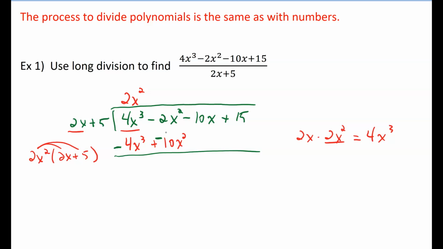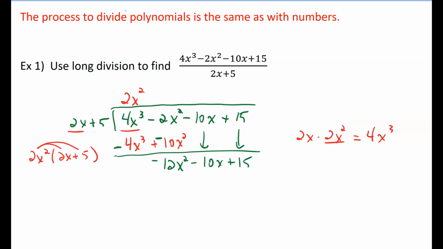The 4x cubed minus 4x cubed, that was our goal in the beginning, to get rid of that very first term. And now I've got negative 2x squared minus 10x squared. So that's negative 12x squared. And I just carry down all of my leftover terms. And now we are going to repeat that process.